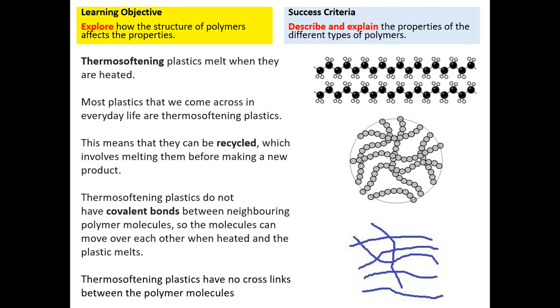So the key thing is no cross links between the polymer chains. They're not bonded together, so they can slide over each other and they have low melting points.